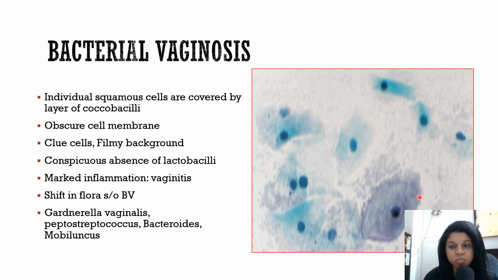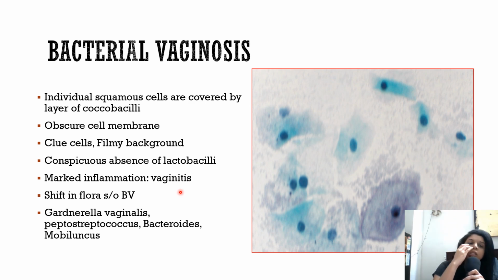And these clue cells, when do we call them clue cells? The squamous cells can be covered by discharge fully, but then the discharge contains bacteria also. But when the cell membrane is fully obscured by the bacteria, that is when you call it a clue cell. The cell membrane is fully obscured by the bacteria. Then we call it a clue cell. And then you can see the conspicuous absence of lactobacilli because of the abundant proliferation of the coccobacilli. There are no lactobacilli. And if there is inflammation, then you call it vaginitis.